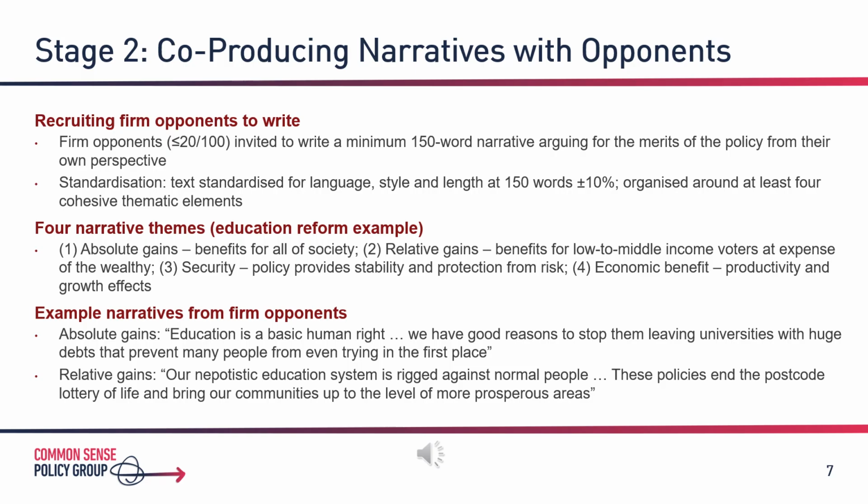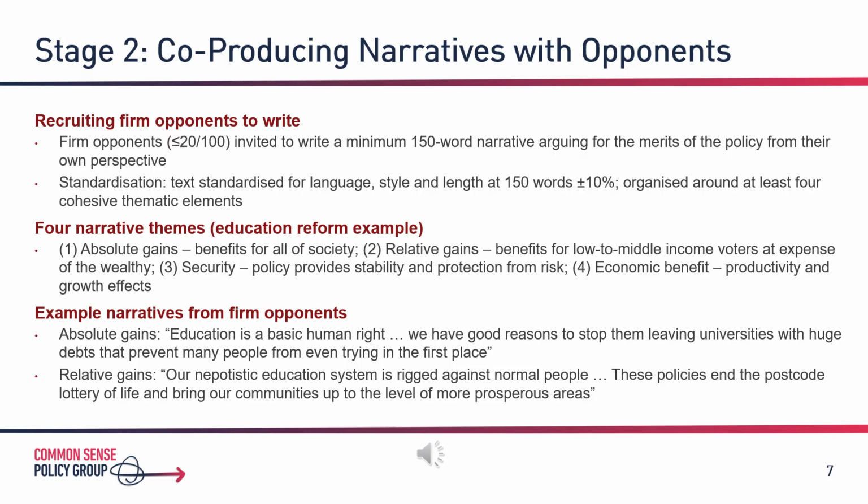The four themes that emerge from the education narratives are worth examining in some detail because they illustrate the range of argumentative logics that opponents themselves generate. The absolute gains narrative frames the policy as universally beneficial. Every child, every community. The relative gains narrative frames it as a redistribution of advantage away from the wealthy toward ordinary people. The security narrative frames it as stability and protection against a chaotic and failing system. The economic benefit narrative frames it as an investment in productivity and growth.